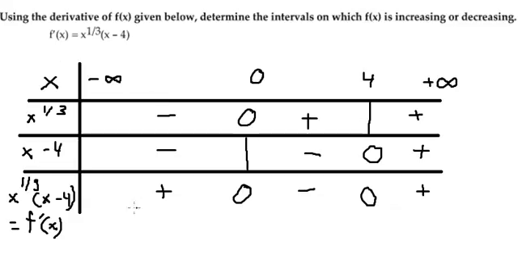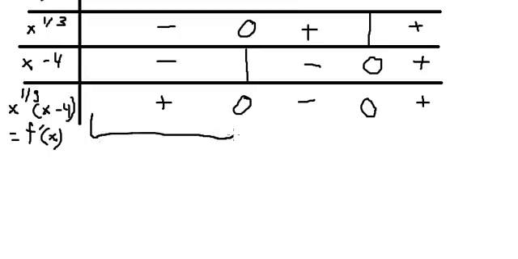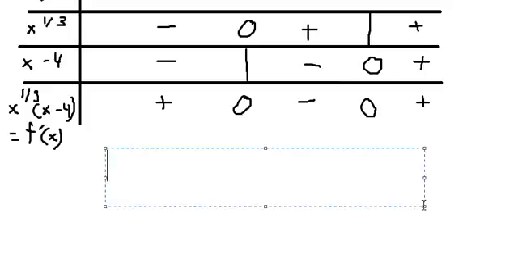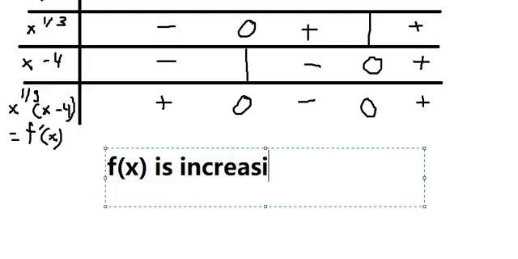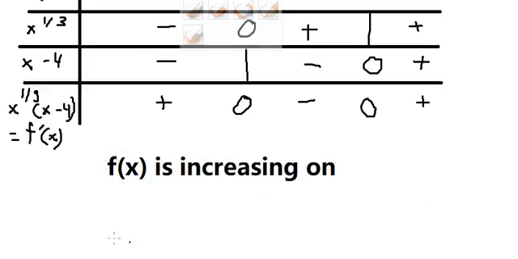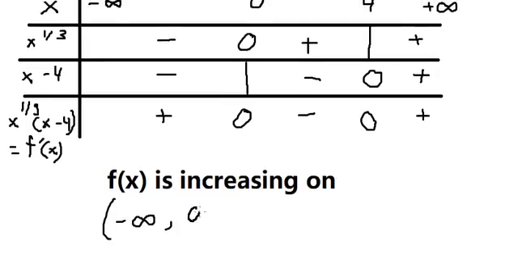Now we can analyze from here and here. We can say the function is increasing on the interval from negative infinity to 0 in here, and from 4 to positive infinity.